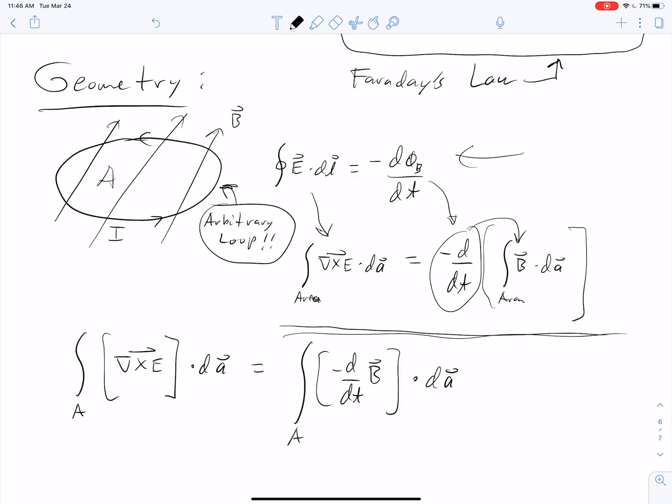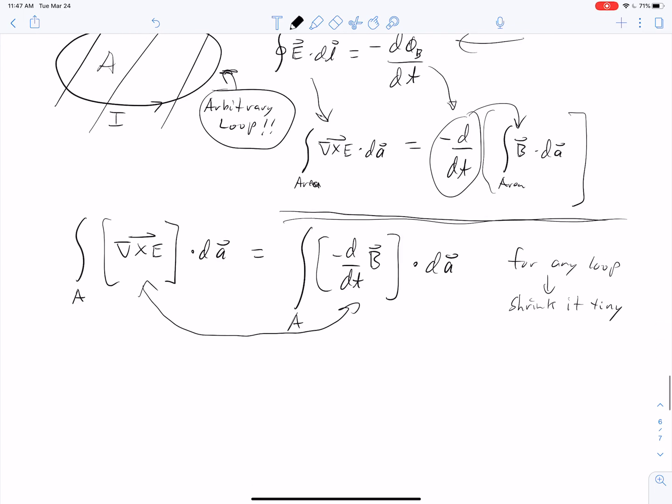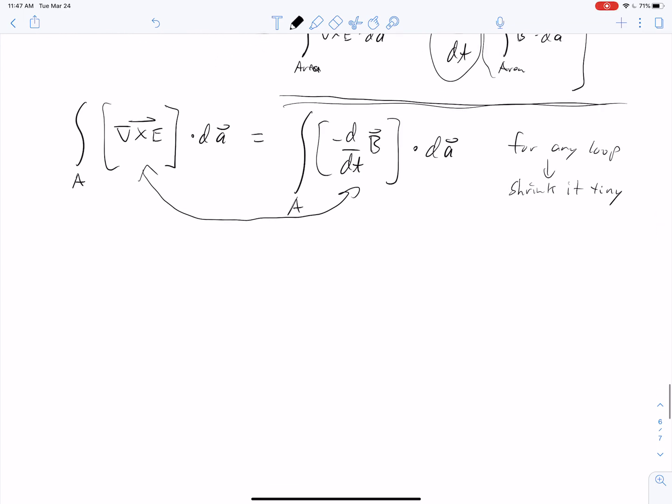Okay, now look at this equation and realize that this is for any loop. And so what I can do then is shrink the loop really tiny, and then what you get is that these two things have to be equal, because it's for any loop. So that means that these integrands have to be equal for this to be equal for any loop. So then I have del cross E is equal to negative dB dt.